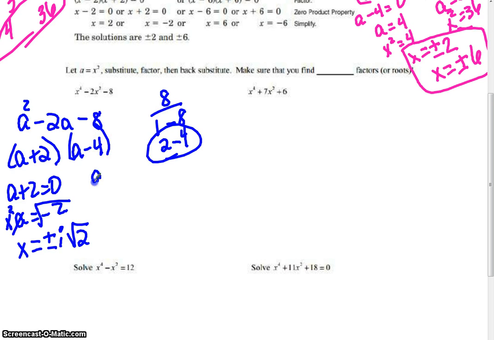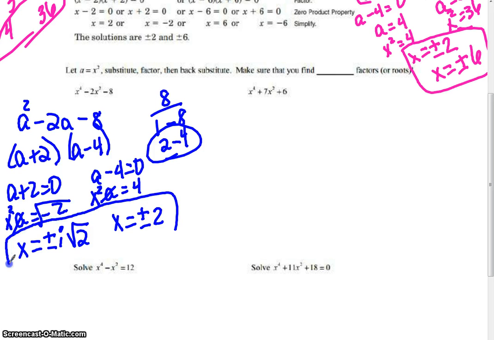Then you do the other one the same way. A minus 4 equals 0. Move your 4. A is equal to 4. Replace your a with x squared. So x squared is equal to 4. And x is equal to plus or minus the square root of 4, which is 2. So your answer is plus or minus i square root of 2 and plus or minus 2.